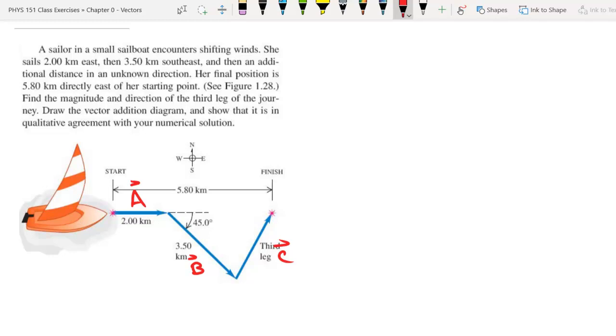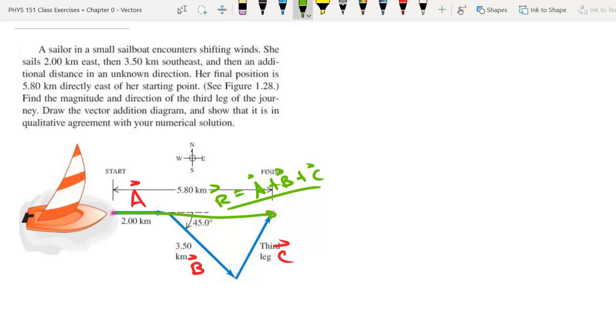And the three of these should add together to give me vector R, which maybe I'll do over here. Okay, so this is my resultant vector. And this resultant needs to be the sum of vector A plus vector B plus vector C, right? This is what we need to do.